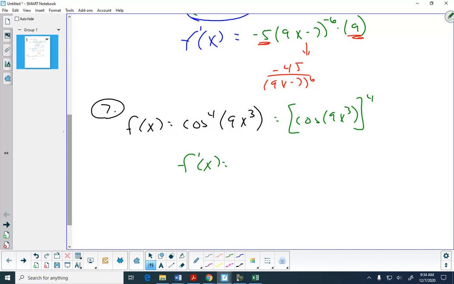Okay, and once again, if you've not done this one, please do it. The only way of getting better at these is working through the problems. Okay, so we're going to use our chain rule. So our outside exponent goes first, and recopy everything inside.